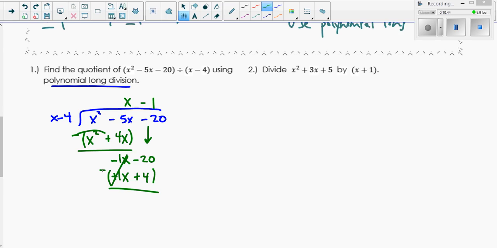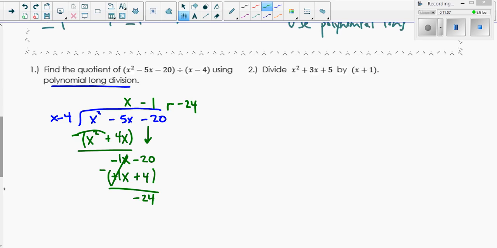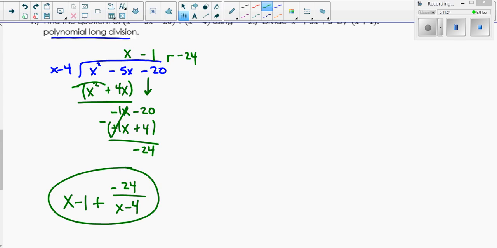And then negative 20, and I'm going to keep going back to this: I don't want to do negative 20 plus 4. It's negative 20 minus 4. So this is negative 24. And then that's my remainder. So before I wrote my remainder like this and said remainder of negative 24, but you're going to be writing your answers like we did in the last problem. So you're going to say that you got x minus 1, and then instead of saying a remainder of negative 24, we're going to say plus negative 24 over the divisor of x minus 4. So this is my solution.